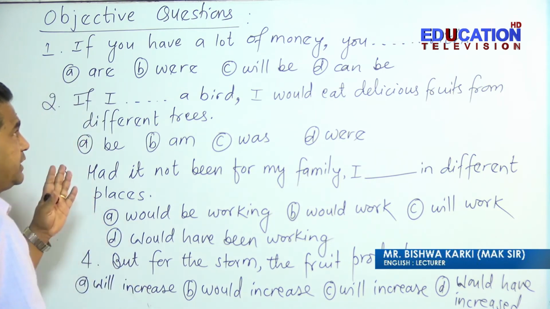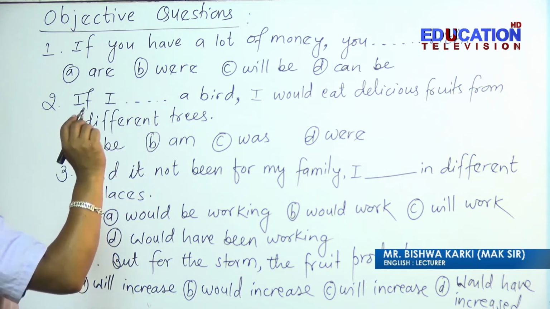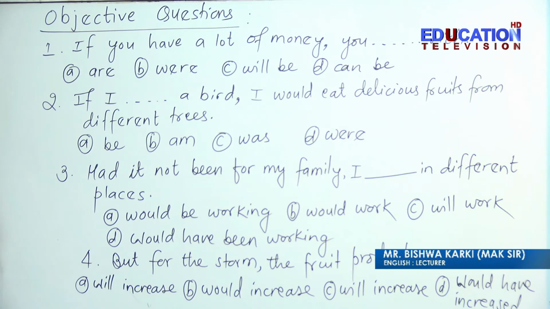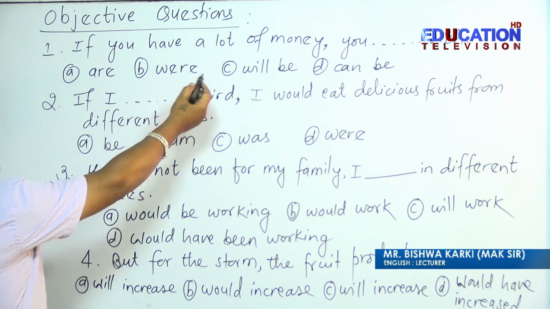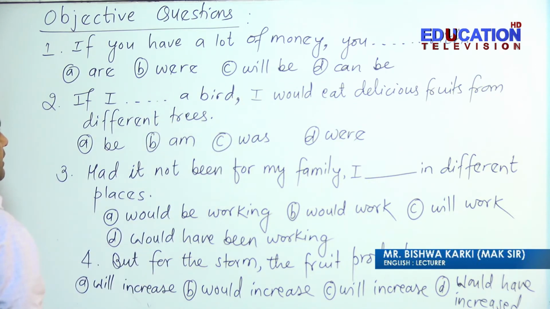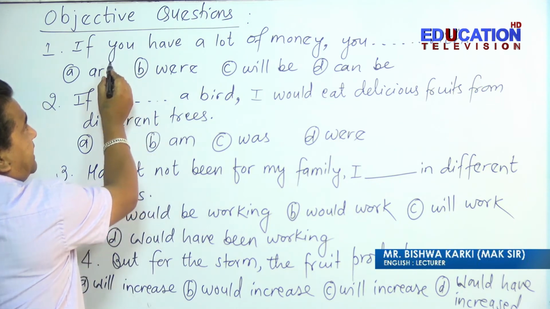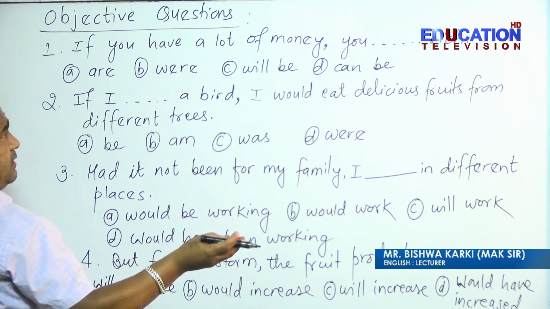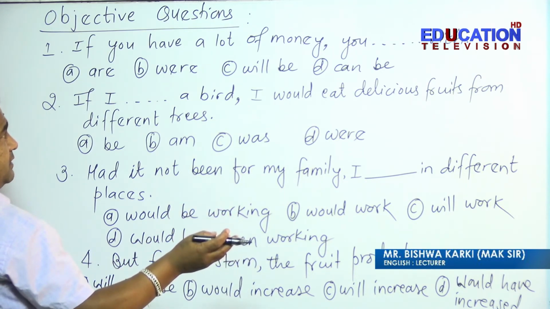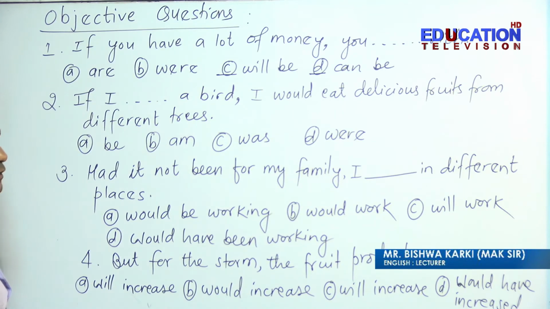Alright, let us see these 4 different examples. If you have a lot of money, you ... rich. The options are are, will be, can be. Now let us see. According to formula, if one side has got if plus simple present, the next side should be subject plus can, may, will, must plus V1. Fine. So we have got 2 different answers here. One is will be, another is can be. According to formula, these 2 answers are correct.